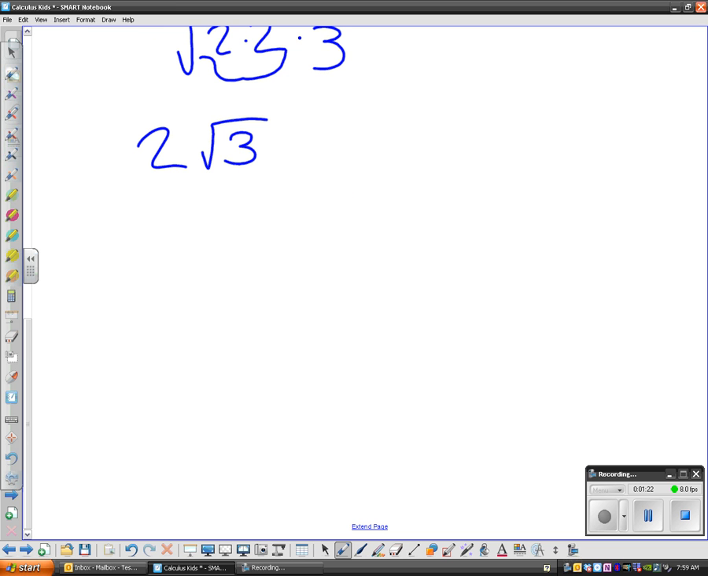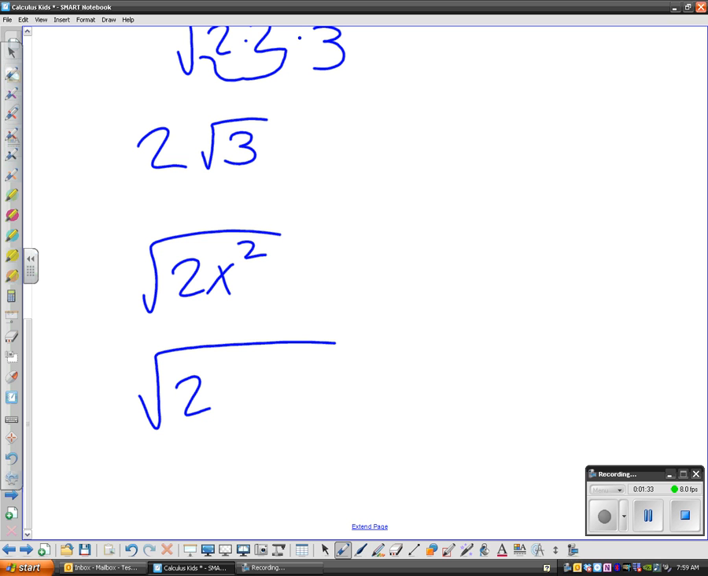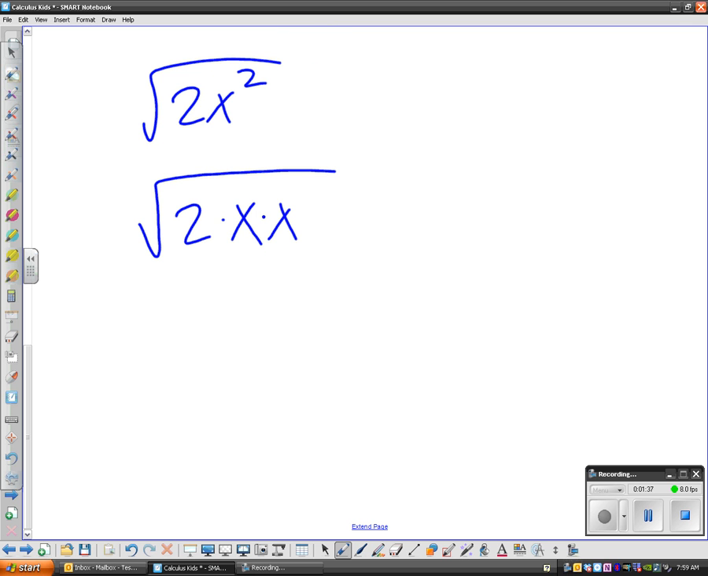Okay, let's move on to variables. Again, the same principle applies. 2 is as prime as it will ever be, but x has an x times an x. We have 2 pairs of x's, or 1 pair of x's, and it goes on the outside of your radical, and you have a 2 on the inside.